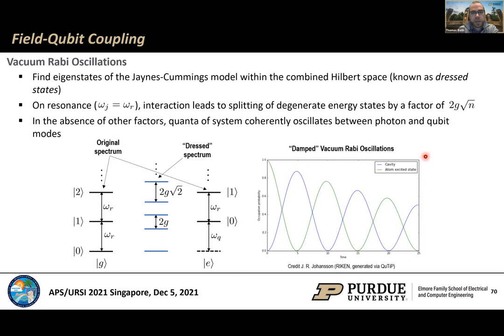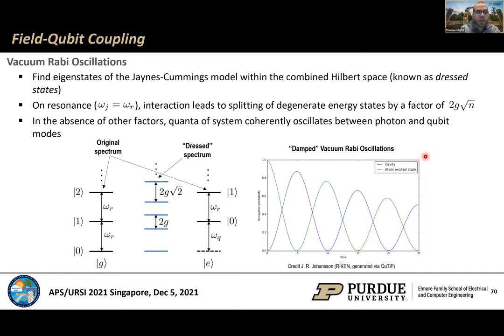Now, to keep this simple, we're going to do it on resonance, where the cavity and the transmon have the same operating frequency. What ends up happening is that all the degenerate levels from the original spectrum of each system get split due to the interaction.